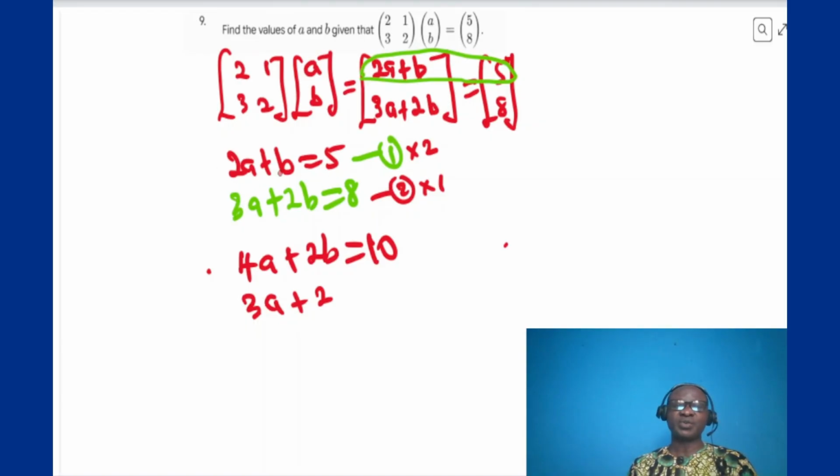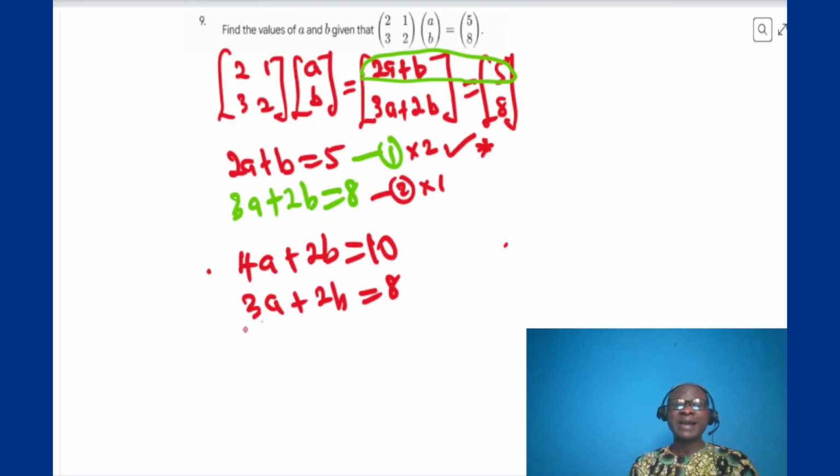I multiply the first one, 2A plus B equal to 5, by 2. Then the second one, I multiply it by 1. That is 3A plus 2B equal to 8. Can you understand it now? Yes, sir. So I multiply the equation 1 by 2, and that equation 1 is 2A plus B equal to 5. That is how I got 4A.